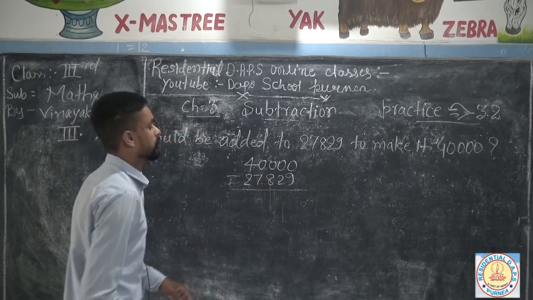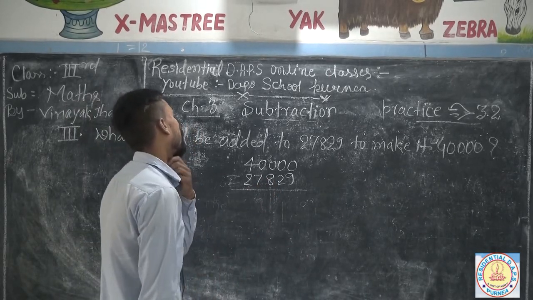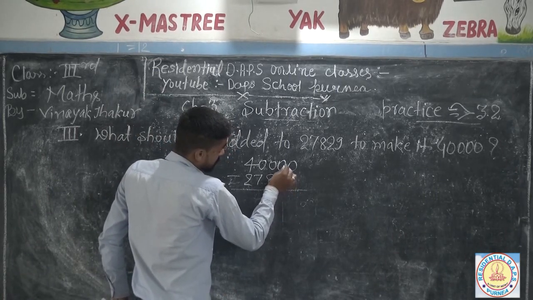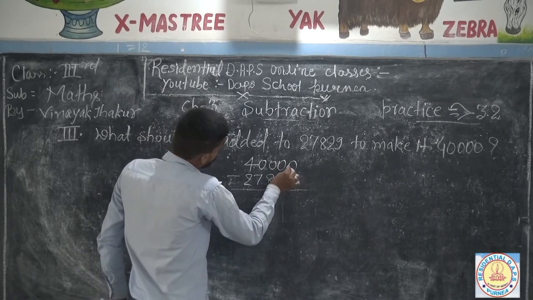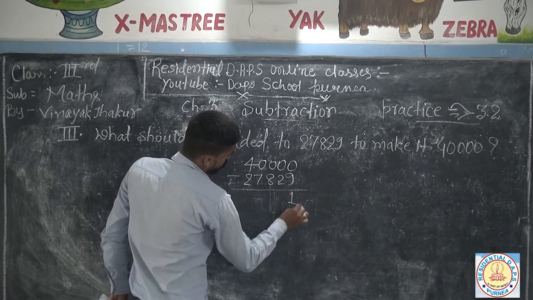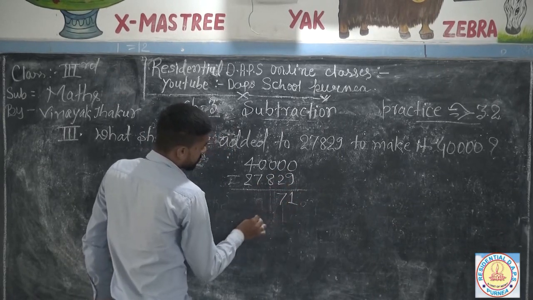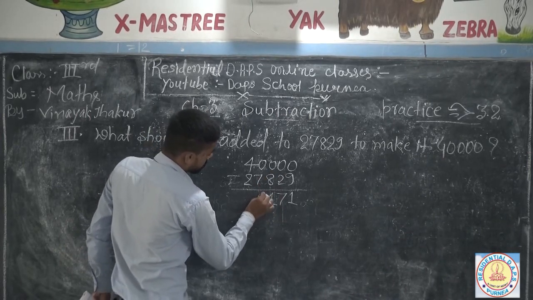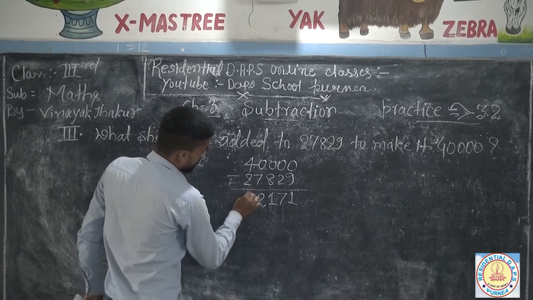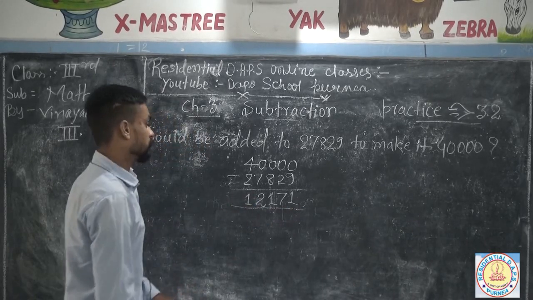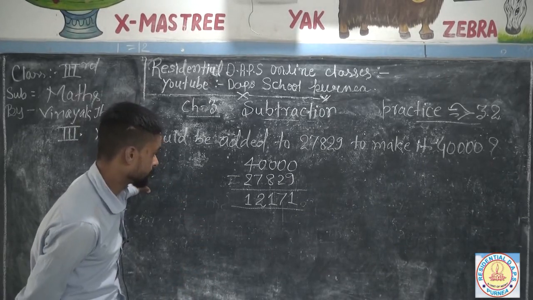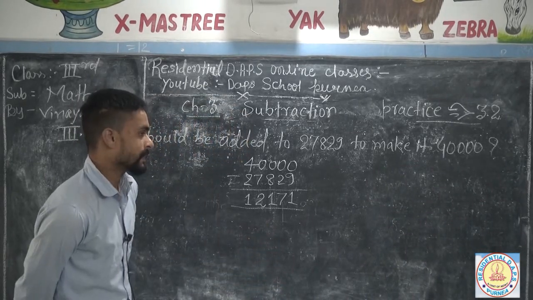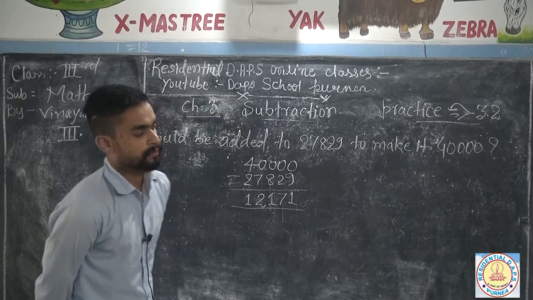If you subtract ones from ones, column from column, you can get 1, 7, 1, 2 and 1. So you should add 12,171 to make 40,000.